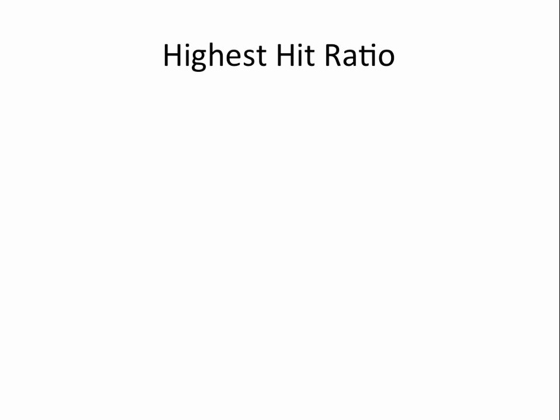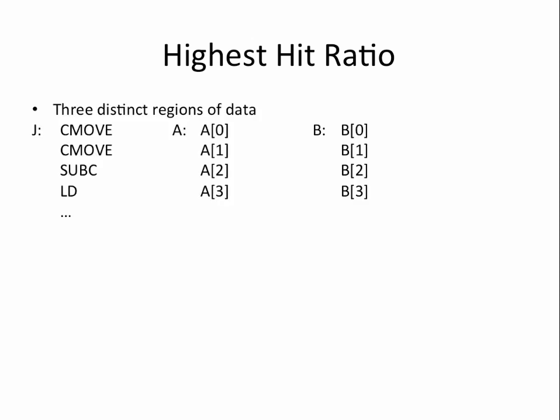Now that we understand the configuration of our three caches and the behavior of our test benchmark, we can begin comparing the behavior of this benchmark on the three caches. The first thing we want to ask ourselves is which of the three cache configurations gets the highest hit ratio. Here, we're not asked to calculate an actual hit ratio. Instead, we just need to realize that there are three distinct regions of data in this benchmark. The first holds the instructions, the second holds array A, and the third holds array B.